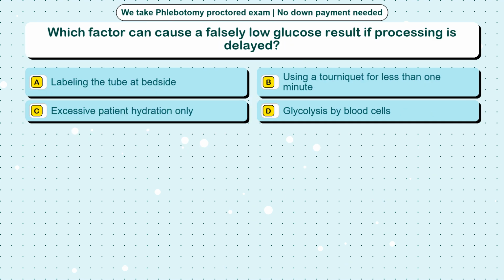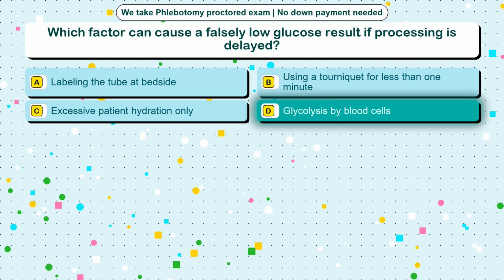Question 10. Which factor can cause a falsely low glucose result if processing is delayed? Option A. Labeling the tube at bedside. Option B. Using a tourniquet for less than 1 minute. Option C. Excessive patient hydration only. Option D. Glycolysis by blood cells.